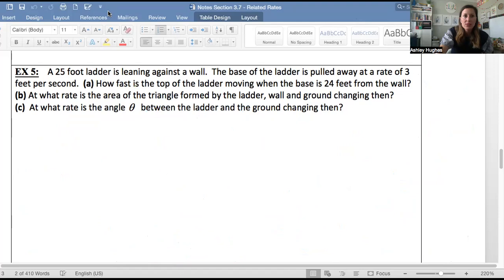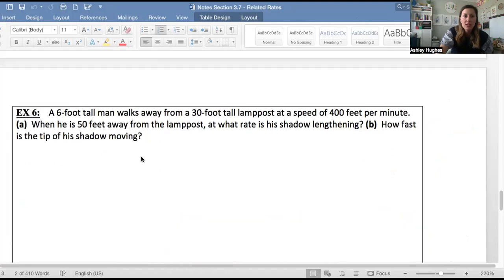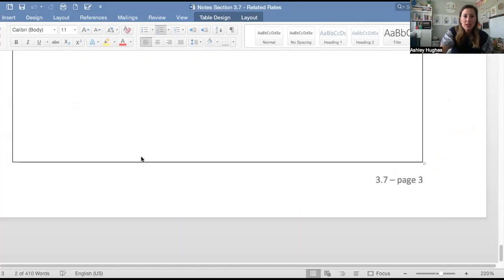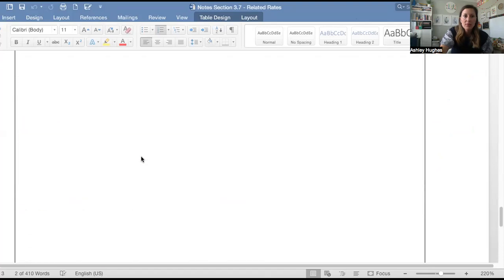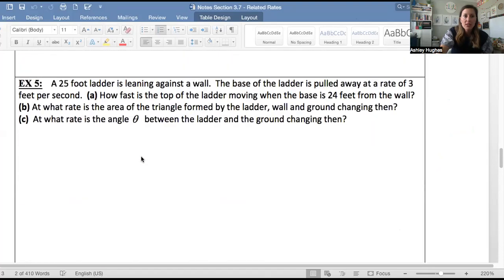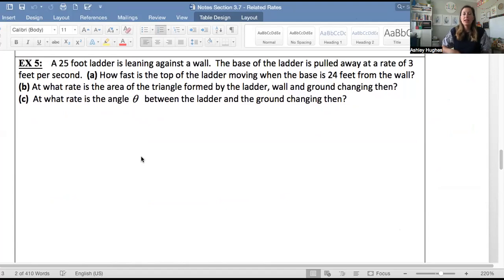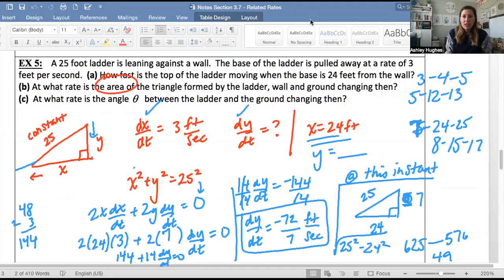Okay, let's try the next one. A 6-foot tall man. Oh wait, I forgot. Where is the area of the triangle? I didn't solve the other problems. Where is the area of the triangle? Hold on, let me see if I can get that back. Negative 72 over 7. Let's remember that.